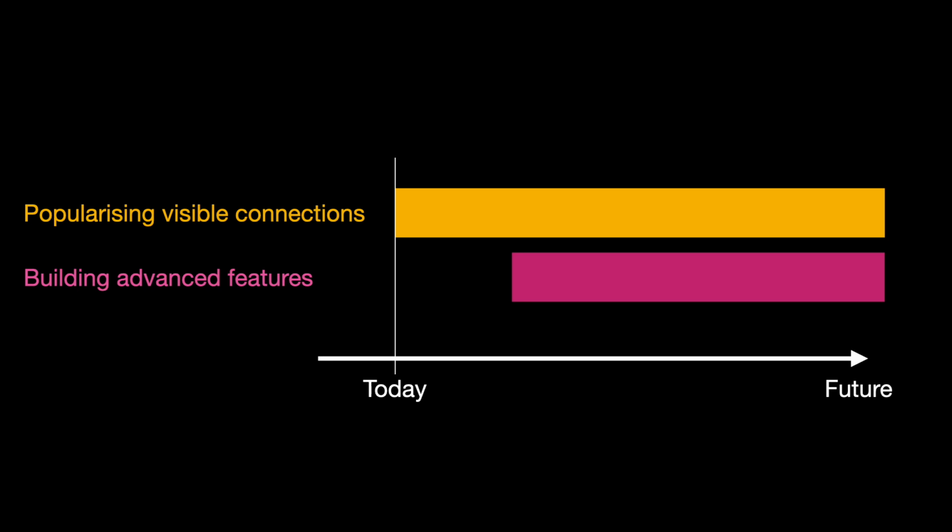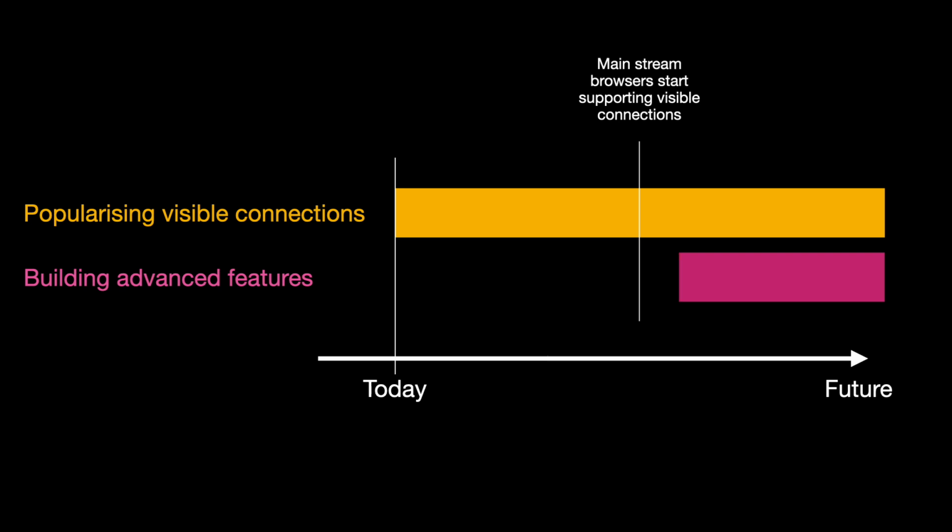But if visible connections ever go viral, it would be better to already have those advanced features implemented in the extension and being used on the web before mainstream browsers begin supporting visible connections natively. It would be much easier for browsers to implement advanced functionality if that functionality already exists and is being used by many websites. Otherwise, they might simply support visible connections and later refuse to add more advanced features because those features may seem too niche.